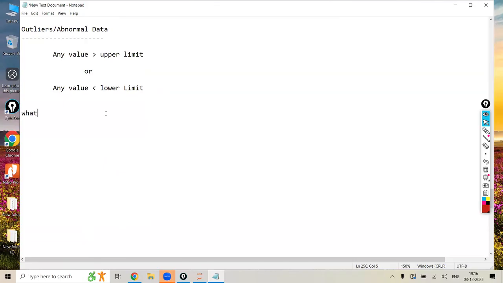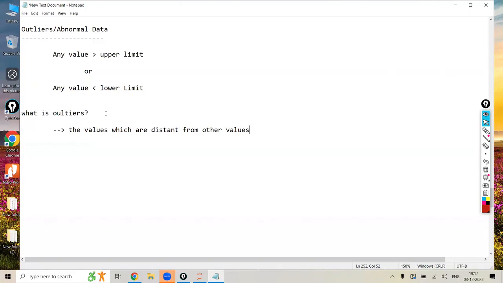First question, what is an outlier? What are outliers? The data points, the values which are distinct from other values. Distant means somewhat far away from other values. The values which are distant from other values are called outliers.